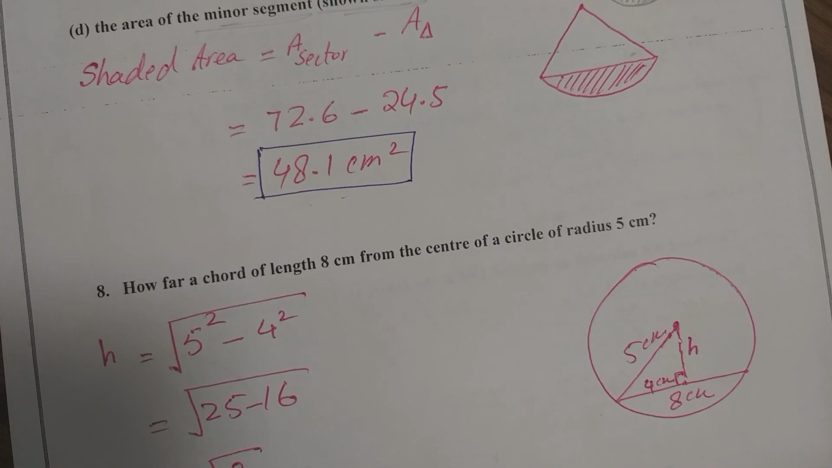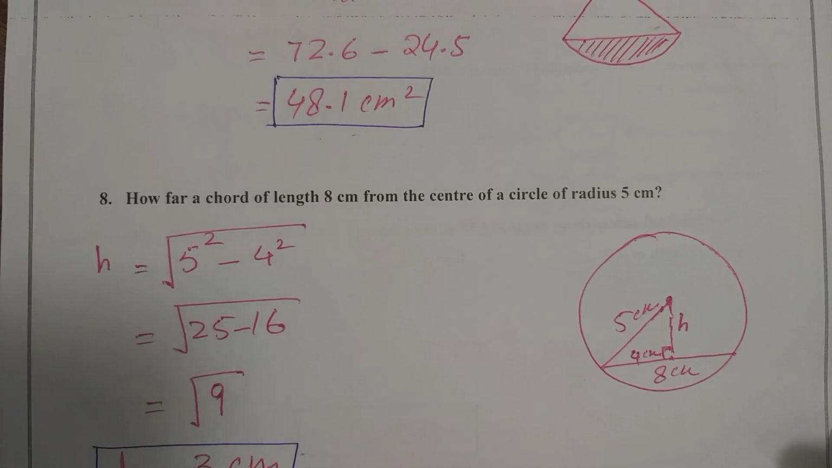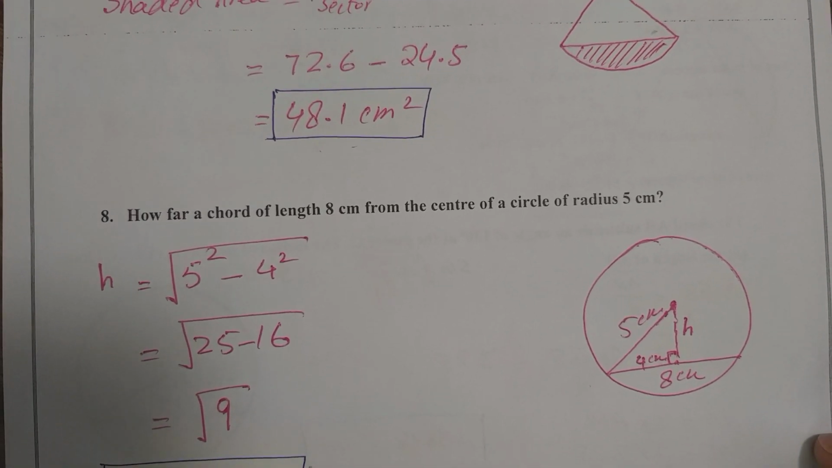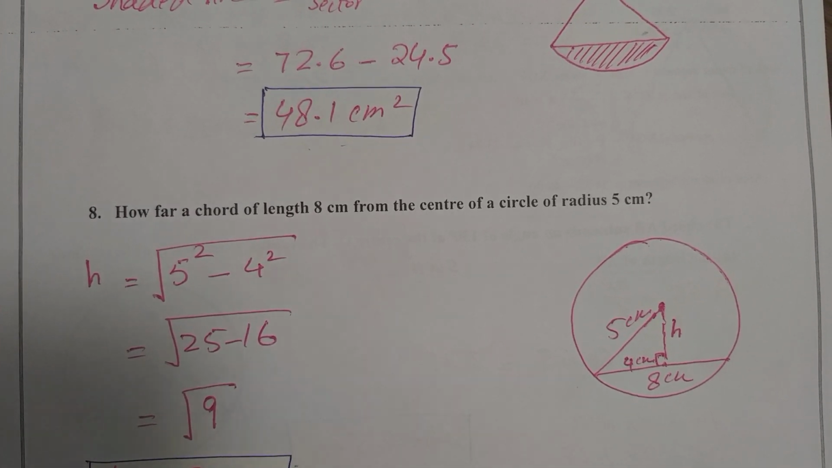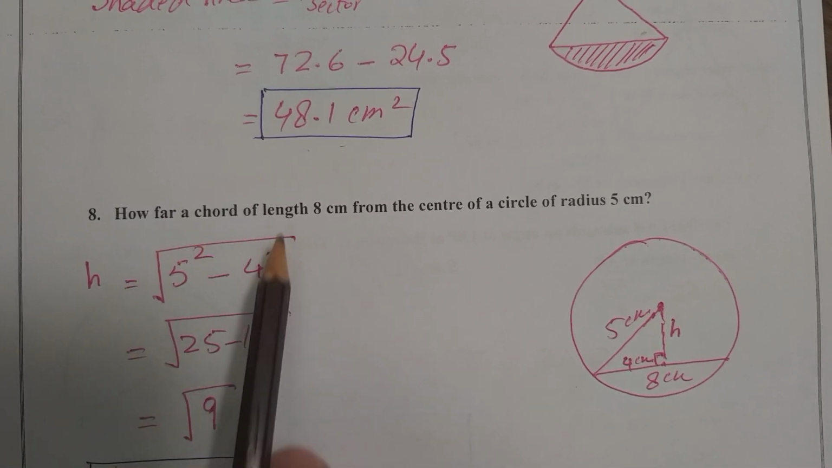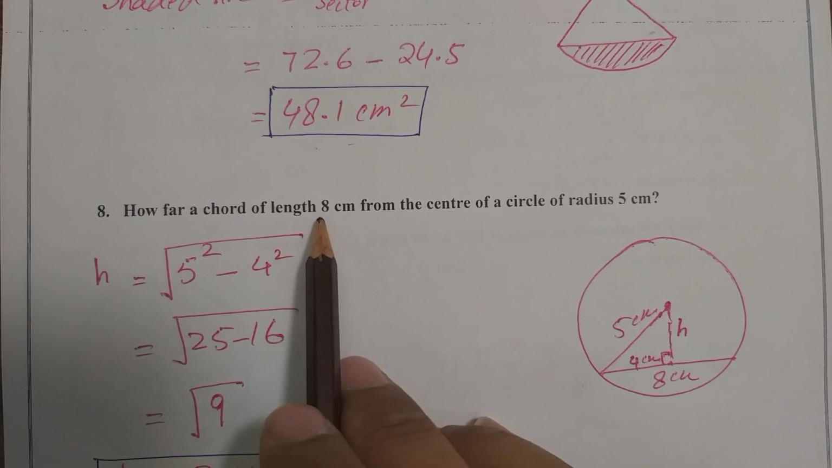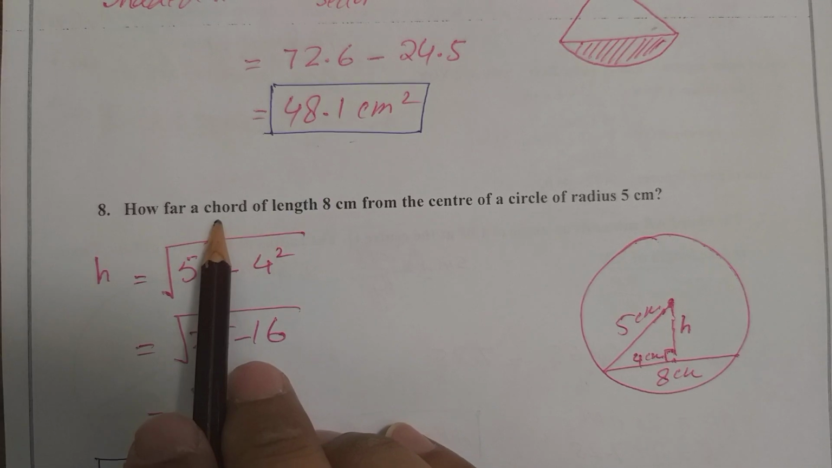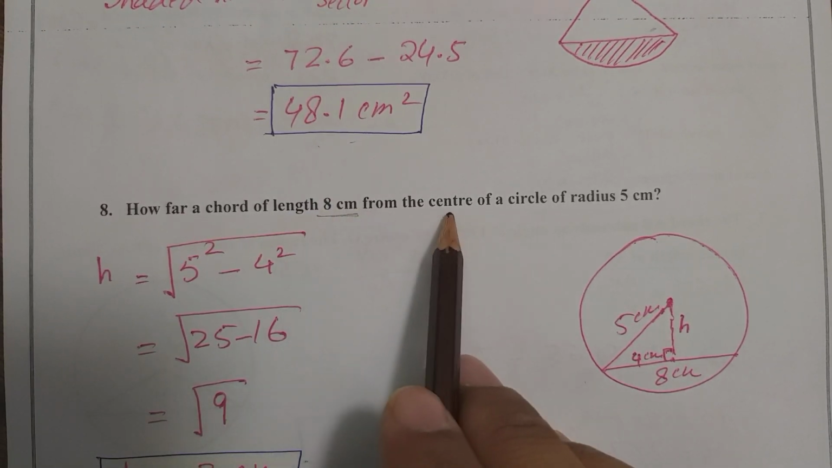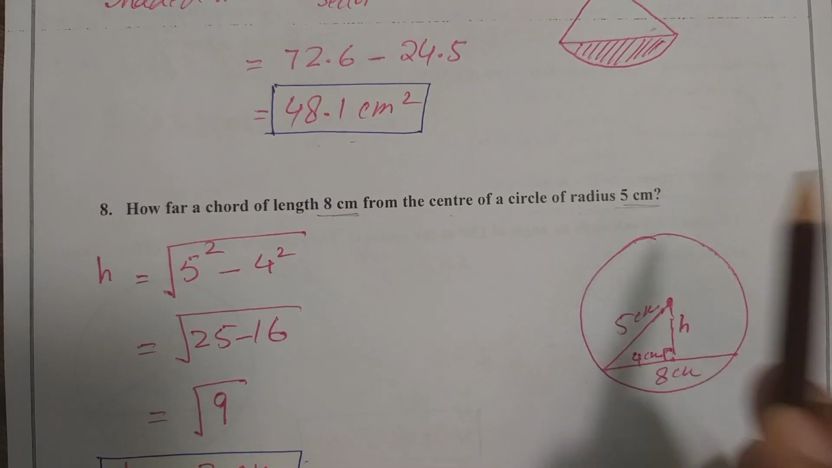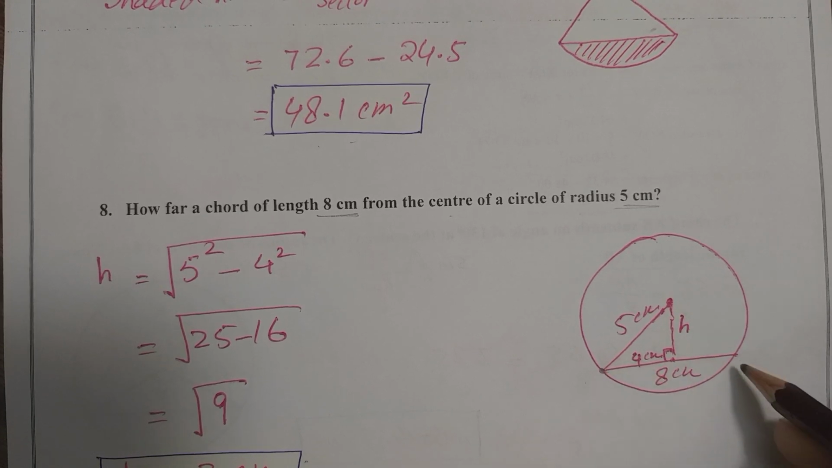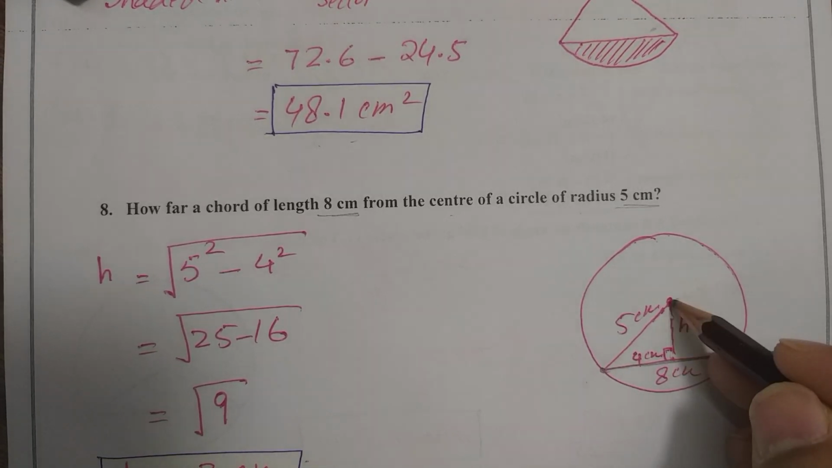Okay, page 7, question number 8. From the mensuration, when you are given the chord of the circle, then you find the solution. Here, how far is the chord of length 8 centimeter from the center of the circle of radius 5 centimeter? So this is the chord which is 8 centimeter. It is how far from the center of the circle?